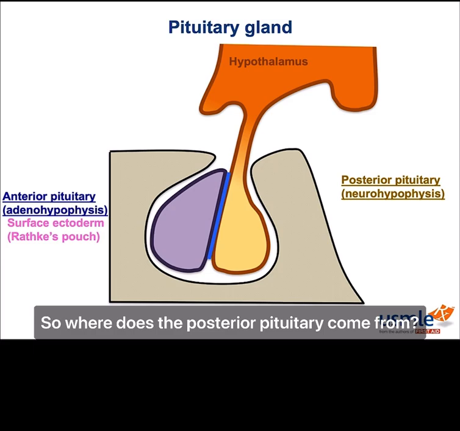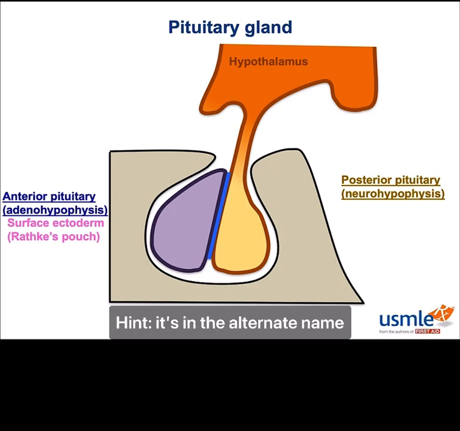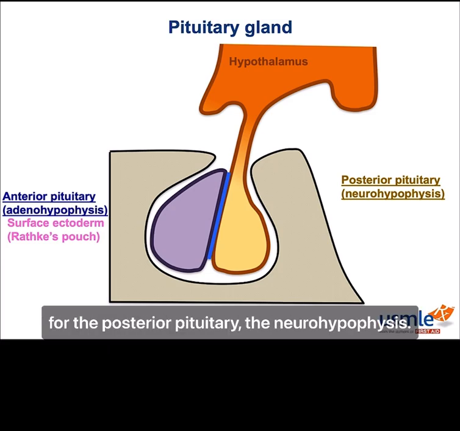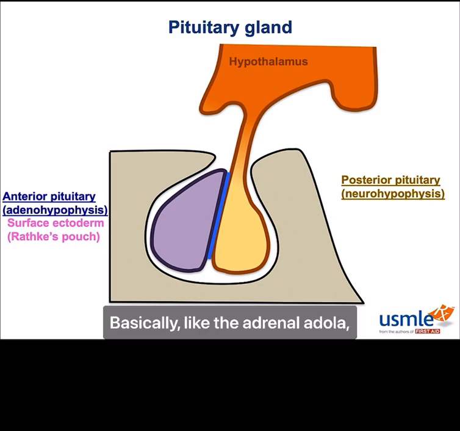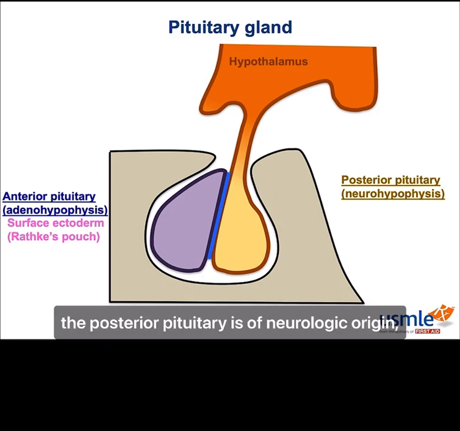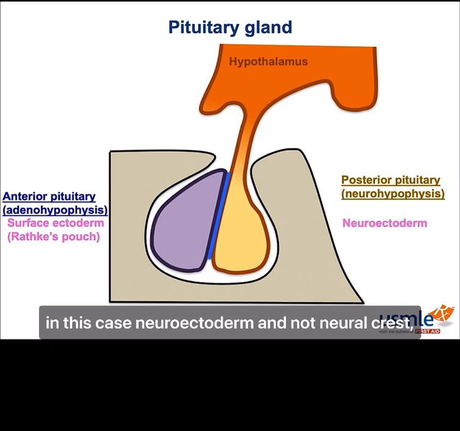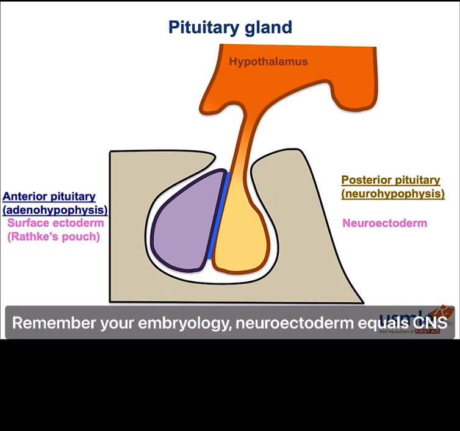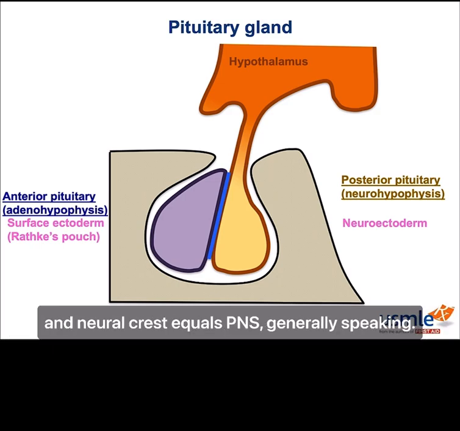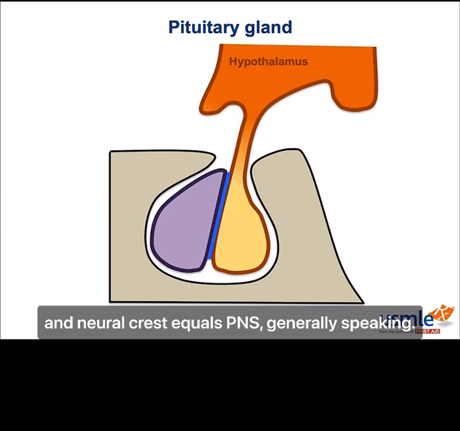So where does the posterior pituitary come from? Hint, it's in the alternate name for the posterior pituitary, the neurohypophysis. Basically, like the adrenal medulla, the posterior pituitary is of neurologic origin. In this case, neuroectoderm, and not neural crest, because we're in the central nervous system. Remember your embryology. Neuroectoderm equals CNS, and neural crest equals PNS, generally speaking.